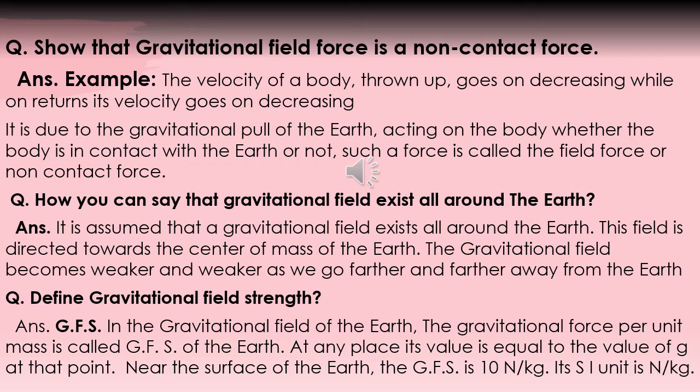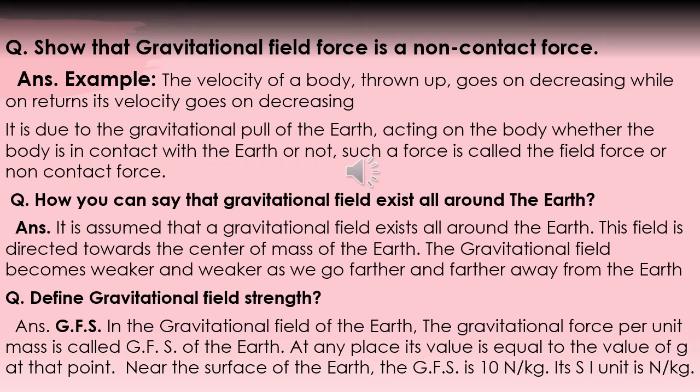2. How can you say that a gravitational field exists all around the Earth? Answer: It is assumed that a gravitational field exists all around the Earth. This field is directed towards the center of mass of the Earth. The gravitational field becomes weaker and weaker as we go farther and farther away from the Earth.